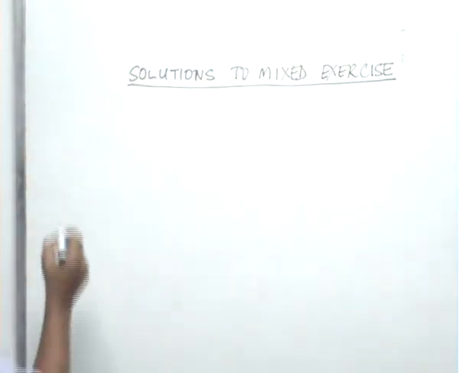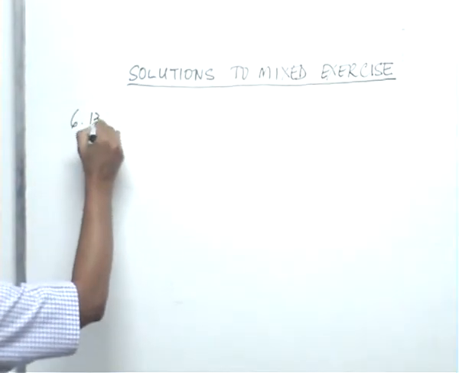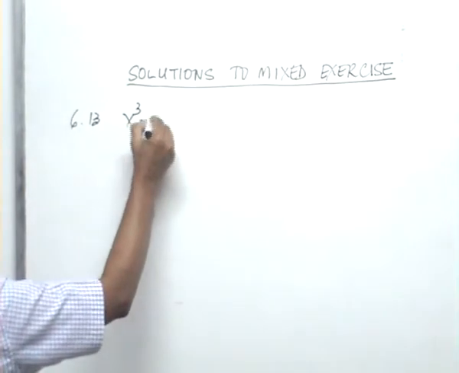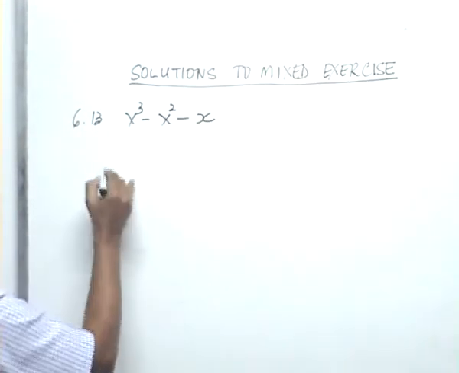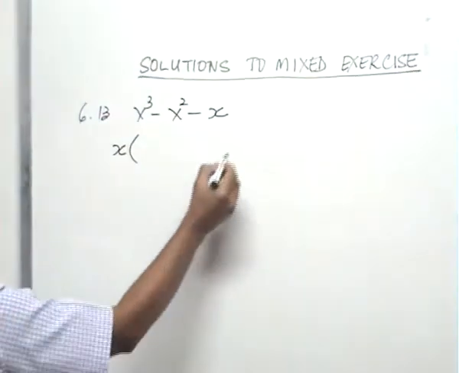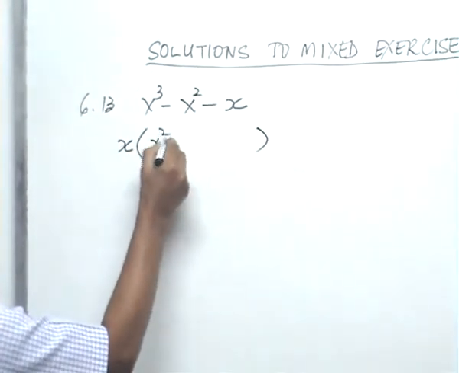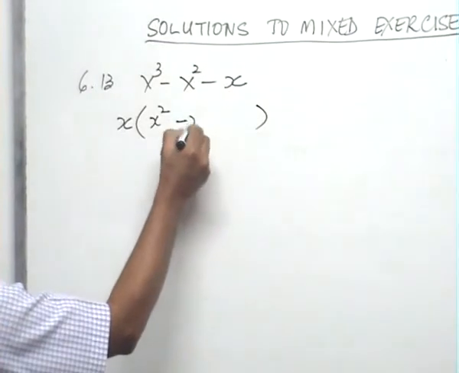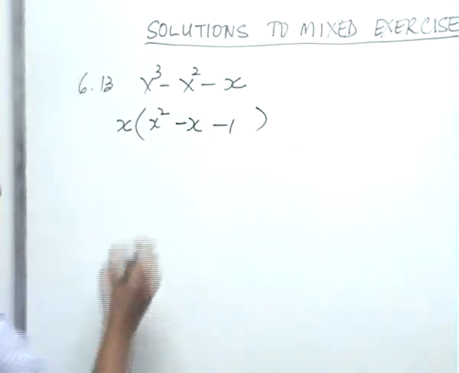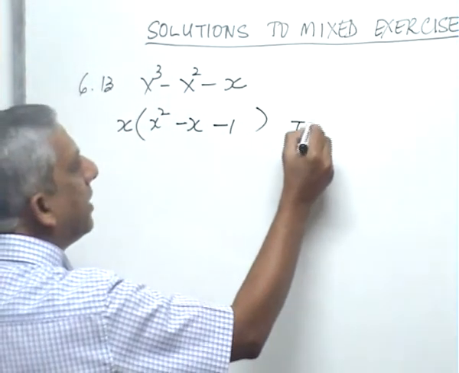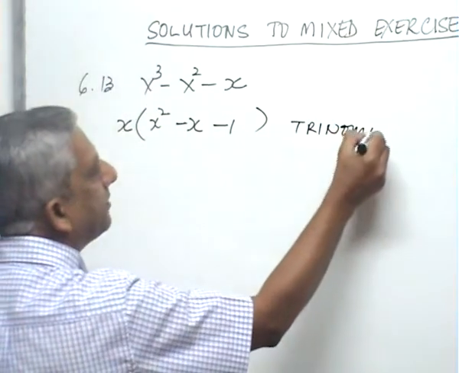Right, what I'm doing now, I'm coming back to 6.13. The question was x cubed minus x squared minus x. Then you found a common factor x, and your answer was x squared minus x minus 1. So this is now a trinomial. Now the second part is a trinomial.